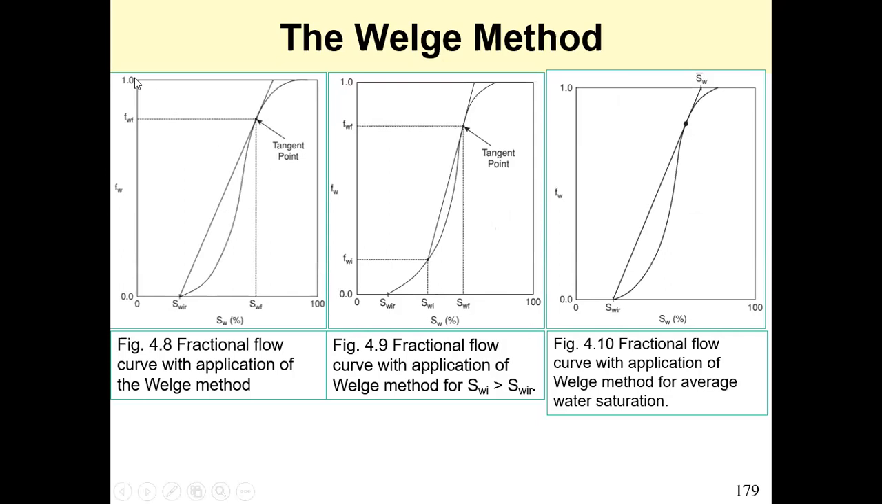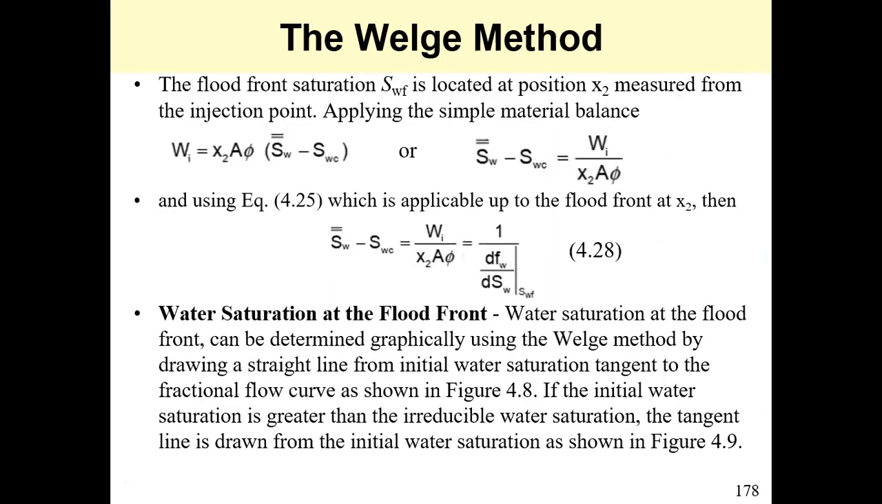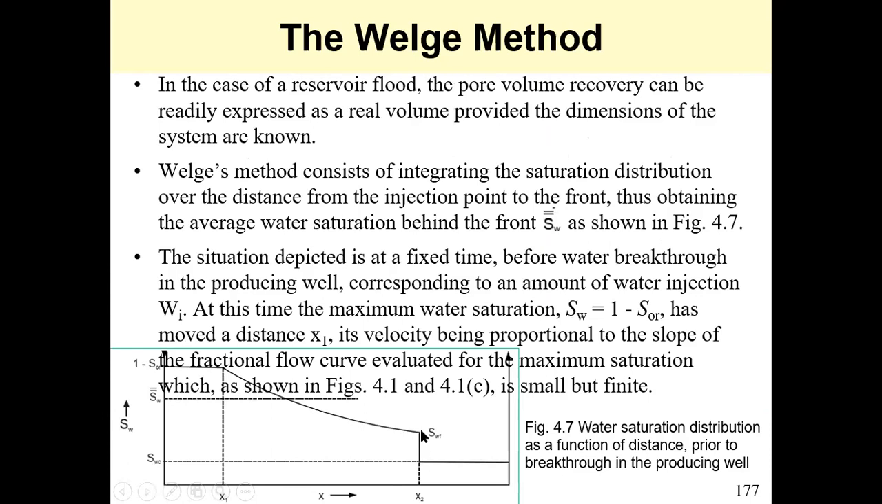So note, on the ordinate you have the fractional flow of water, and here you have water saturation. If you draw a tangent from your connate water saturation all the way to fractional flow of water equal to one, the tangent point equates the shock front saturation, and also the fractional flow of water at the shock front. Remember that the shock front is where you have the sharp discontinuity.